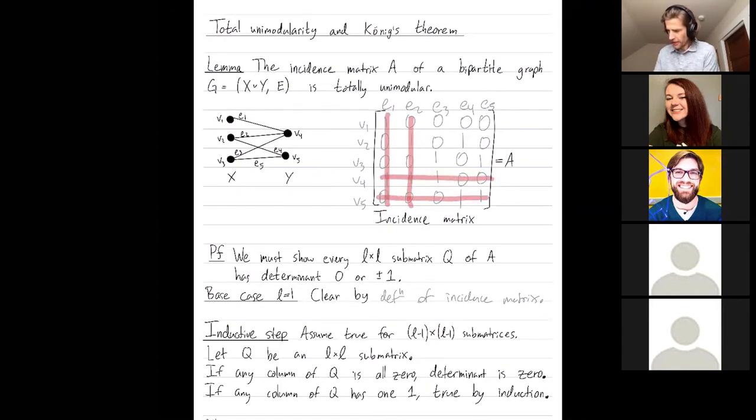Look at this remaining 3 by 3 matrix Q. Here's a column that has a single 1. And when I do cofactor expansion along that column, I just get 1 or -1 times the determinant of this square matrix, which is smaller. So by induction, it has determinant 1, -1, or 0. So what's the only remaining case?